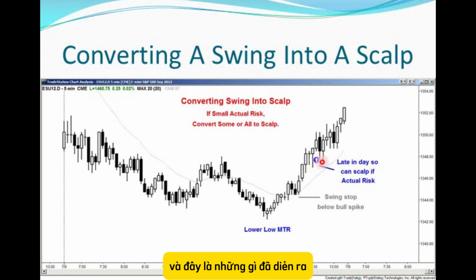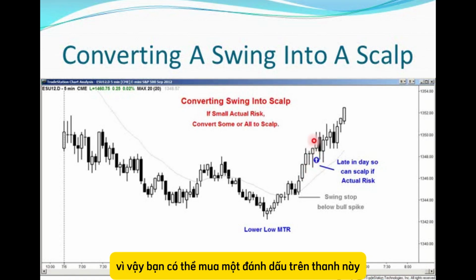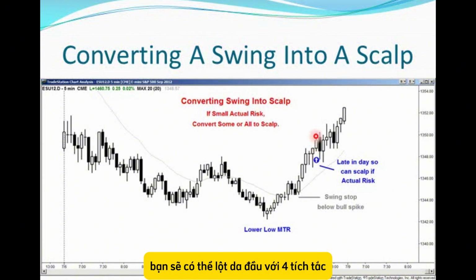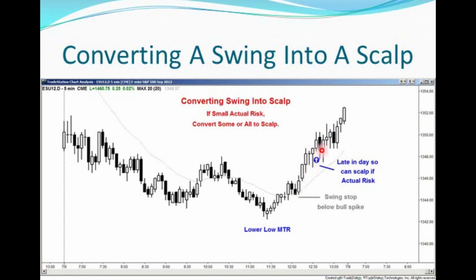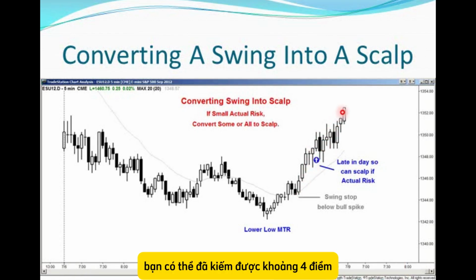And this is what took place. So you could buy 1 tick above this bar. You'd be able to scalp out with 4 ticks. And it turned out the market went higher. So if you bought it as a swing and relied on the stop, you would have made probably about 4 points.